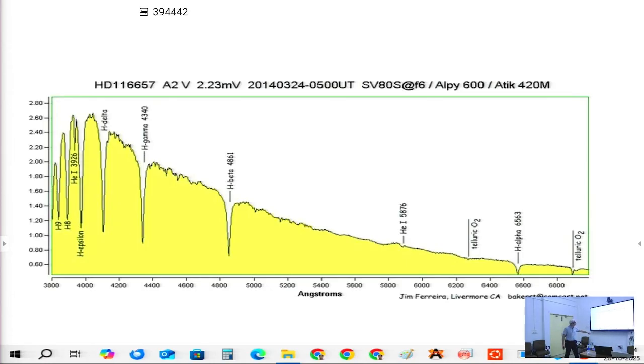And then there are two telluric lines. Telluric lines means Earth atmosphere, so those are oxygen lines from the Earth's atmosphere which are interfering with your spectrum.